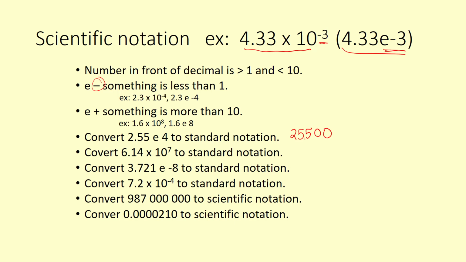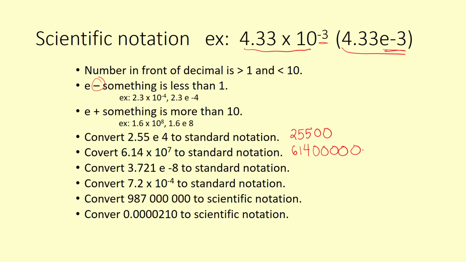So it started here, I moved it 1, 2, 3, 4, and then standard notation is 25,500. Okay, here's our decimal point. It's a positive 7, so that means this number is bigger than 10. So we have to move our decimal point 7 places. So we go 1, 2, 3, 4, 5, 6, 7.